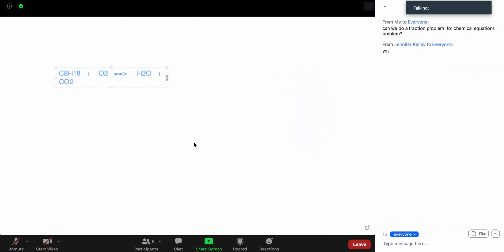Make this a little bit bigger. Maybe I'll just delete those. Okay. And the carbon dioxide out here. Okay. So the first thing we're going to do is we're going to count everything on both sides.